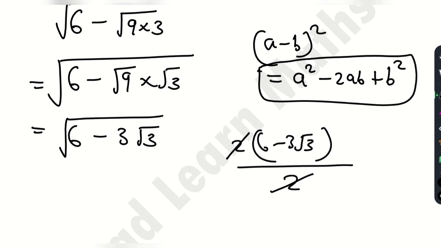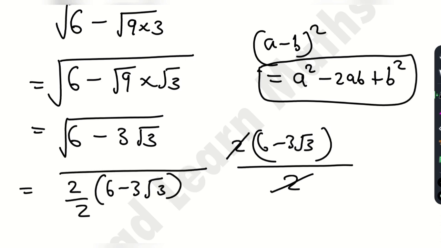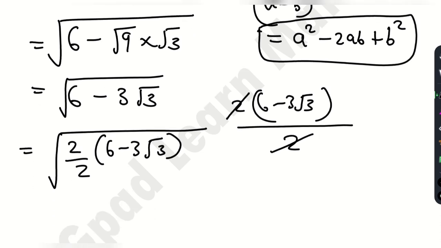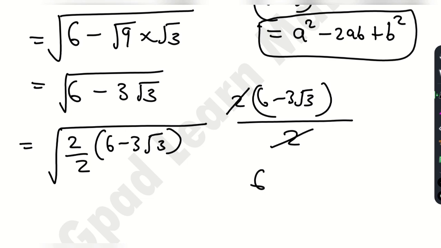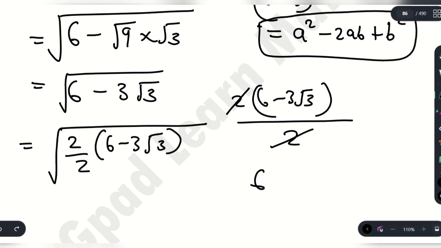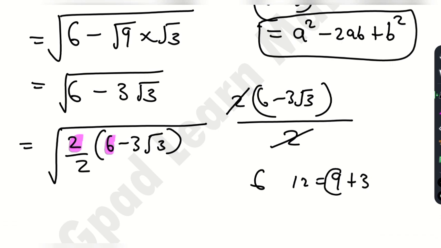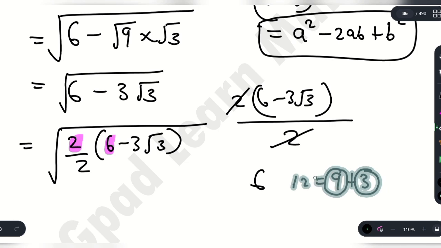So let's do that. I'm going to say 2 over 2, bracket 6 minus 3 root 3, with the square root on it like this. Notice, if you cancel out, it will give you back what? 6 minus 3 root 3. So the reason why I'm multiplying by 2 is, let me show you. If you multiply 6 by 2, you will get 12. And I can write 12 like this, 9 plus 3. 9 is a perfect square. 3 can be useful later, but let's just multiply by 2 first and let's see what that gives us.